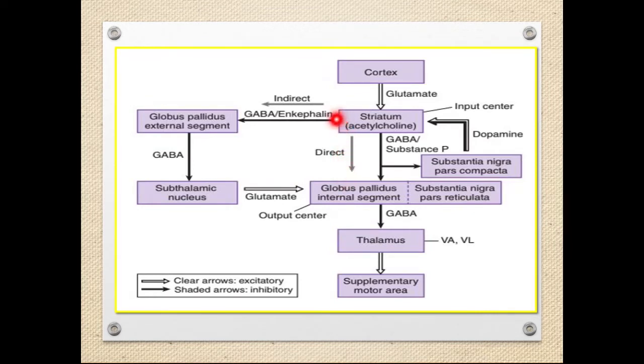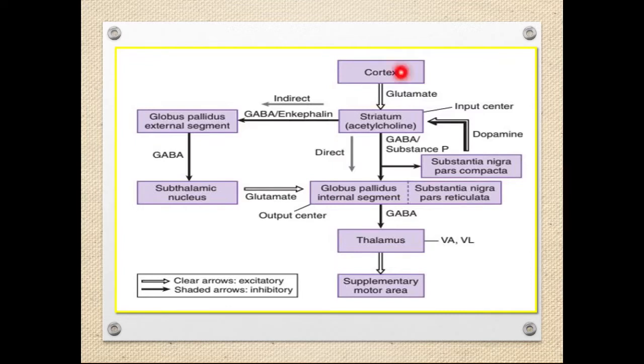So we can say there is a loop formation. From the cortex it goes to the basal ganglia, within the basal ganglia there is some connection, some pathway, and then via the thalamus it goes back to the cortex. So there will be the loop. These loops can be broadly divided into two parts. One is direct, the other one is indirect. So if we go by this diagram, first we will look at the direct one.